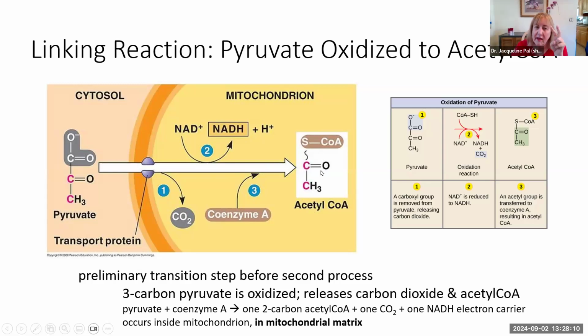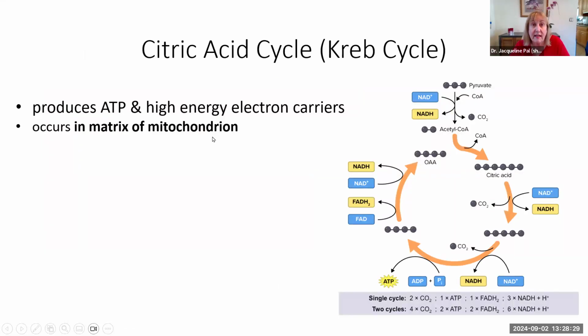But notice acetyl-CoA is only a 2-carbon molecule. And so that's how carbon dioxide gets released. And it also gives us an electron carrier. So this acetyl-CoA will then go into the second multi-step process, or the third step overall, known as the Krebs cycle or the citric acid cycle. Here, we're going to be making more ATP as well as more high energy electron carriers.